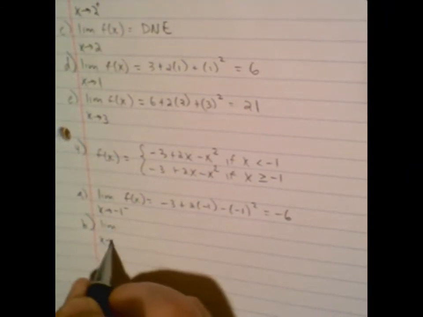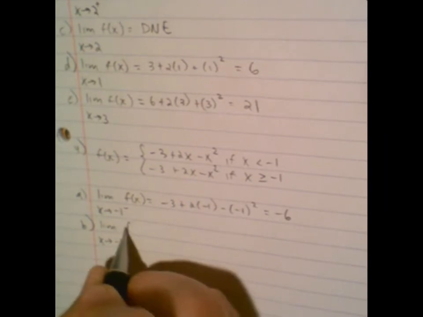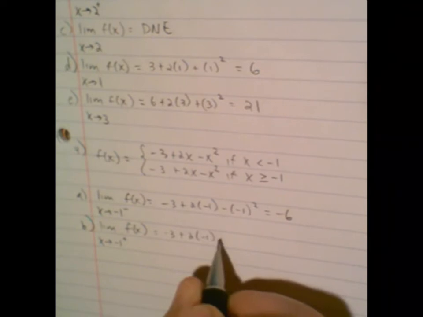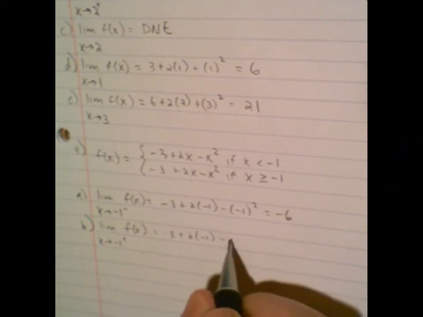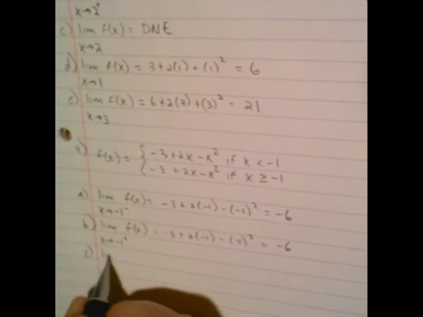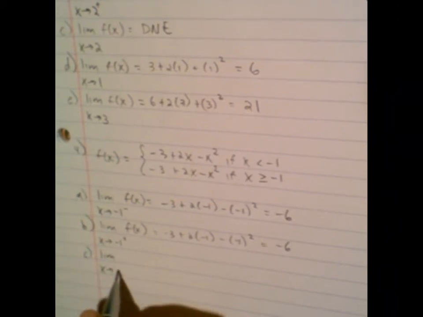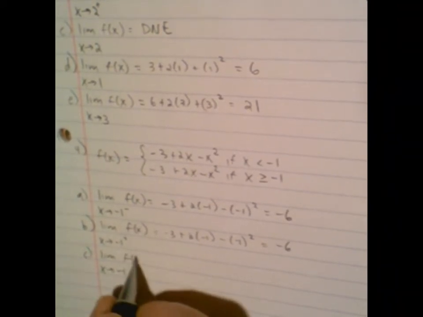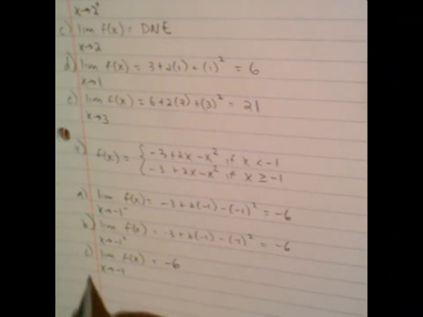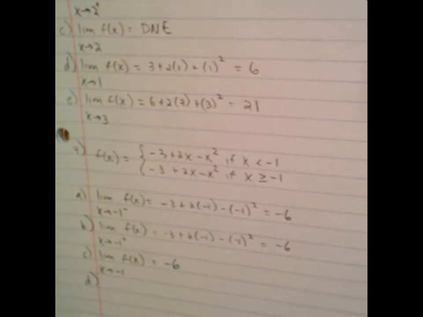The limit as x approaches negative 1 from the right: negative 3 plus 2 times negative 1 minus negative 1 squared is negative 6. And since it's the same from the left and from the right, the limit as x approaches negative 1 is whatever they were, since they were the same, and that's negative 6.